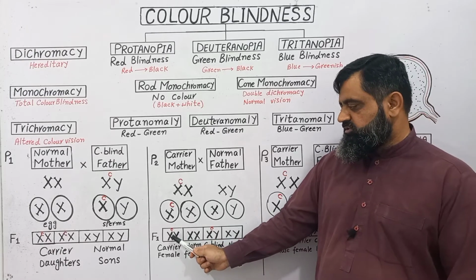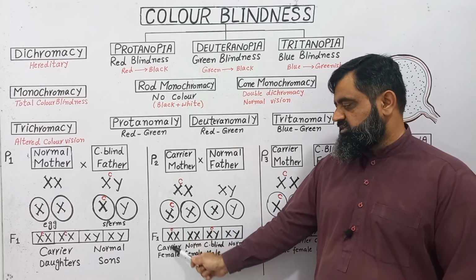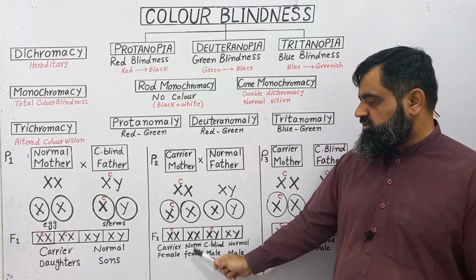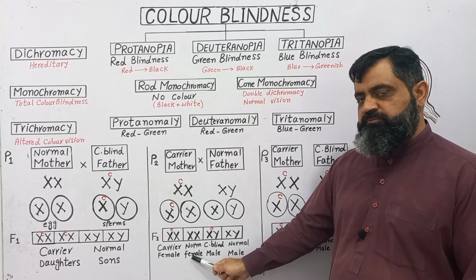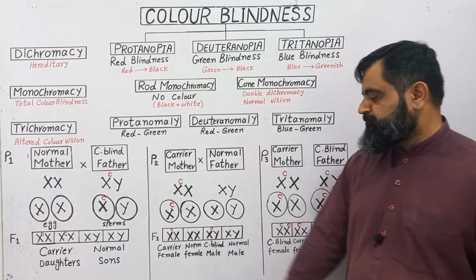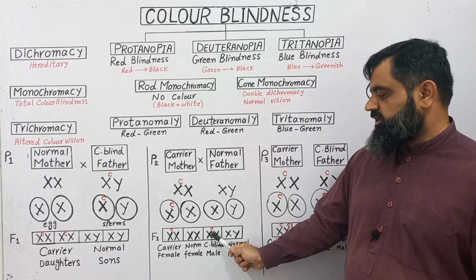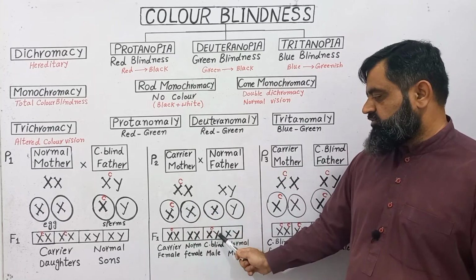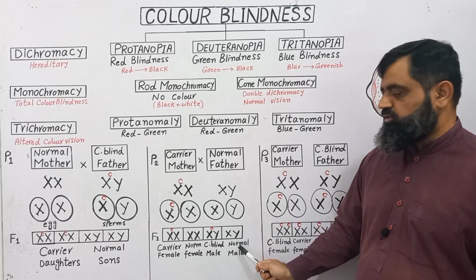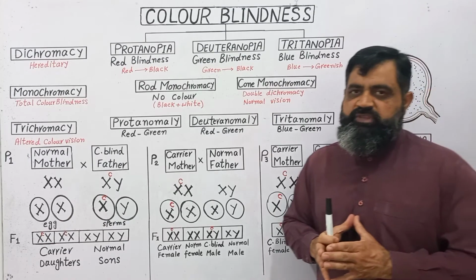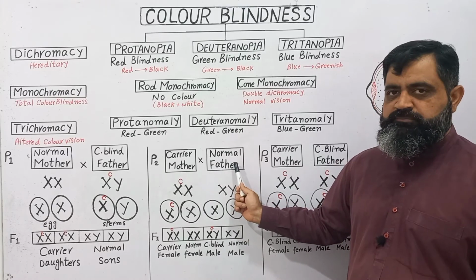The first daughter received an X chromosome from the mother and a normal X chromosome from the father. She is a carrier daughter. The second daughter received a normal chromosome from the mother and a normal chromosome from the father. She is a normal female. In the same way, this son, who is a male, received the colorblind X chromosome from the mother and the Y chromosome from the father, and he becomes colorblind. He is affected, while the second son is normal. So in this way, these are the offspring of this father and mother.